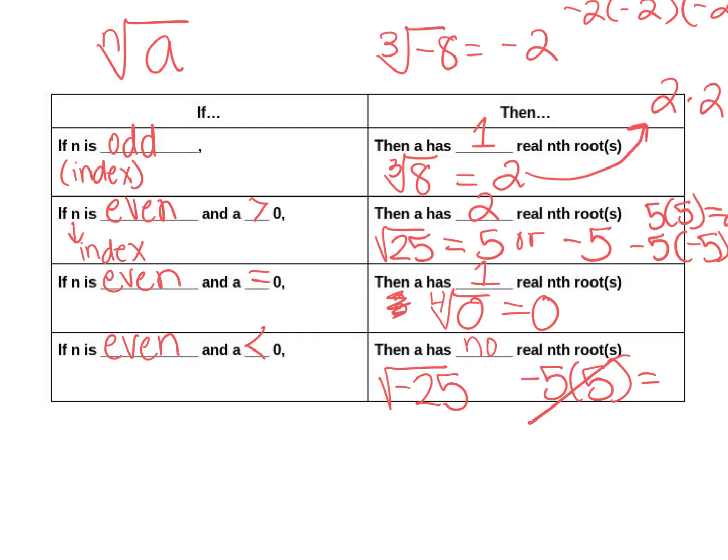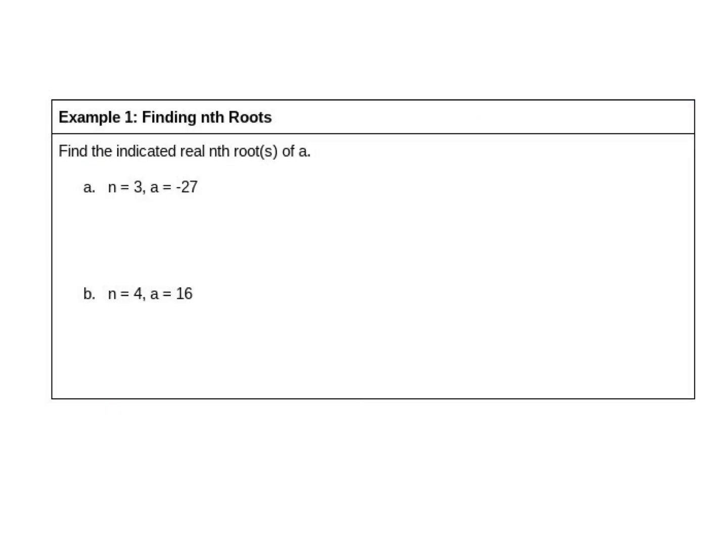If the index is odd, there's going to be one root. If it's even and a is bigger than 0, that means there's two real roots. If it's less than 0, so -16, there are no real roots. Okie dokie, we're going to find the indicated real nth roots of a. So this one, the nth root of -27.